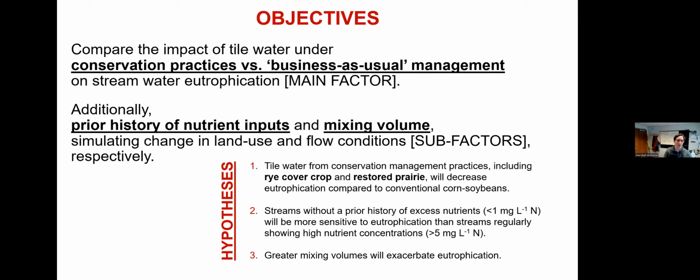Our second hypothesis, related to the prior nutrient inputs, was that streams without a prior history of excess nutrients, which we call low impacted streams, less than 1 milligram per liter of nitrogen, will be more sensitive to eutrophication than streams regularly showing high nutrient concentrations, our medium and high impacted streams that are above 5 milligrams per liter. And then we hypothesized that greater mixing volumes with the tile water will further exacerbate eutrophication.